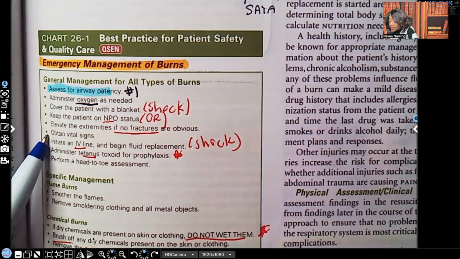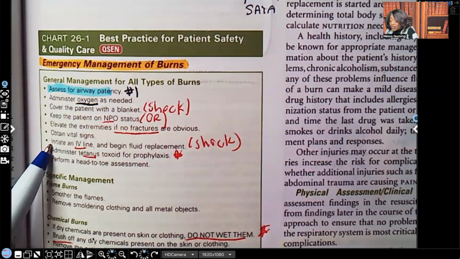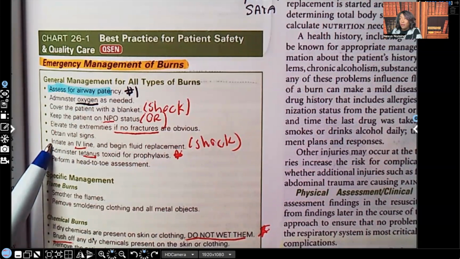Obtain vital signs. Initiate an IV line and begin fluid replacement, again, because of the shock. And let me tell you something, we're going to be giving them fluids fast and hard, because this patient is extremely, extremely dehydrated, and they're at risk for those organs shutting down on them. So we have to perfuse them. And the way we perfuse them is by giving them fluid replacement. What type of fluids? Lactated Ringer's, okay?